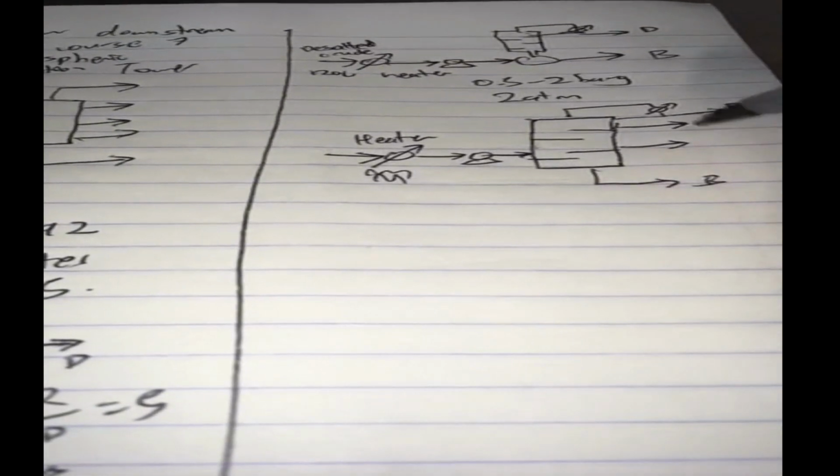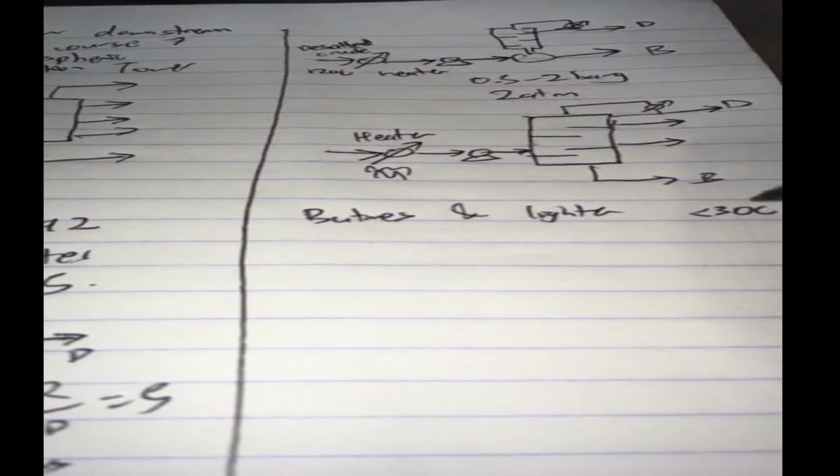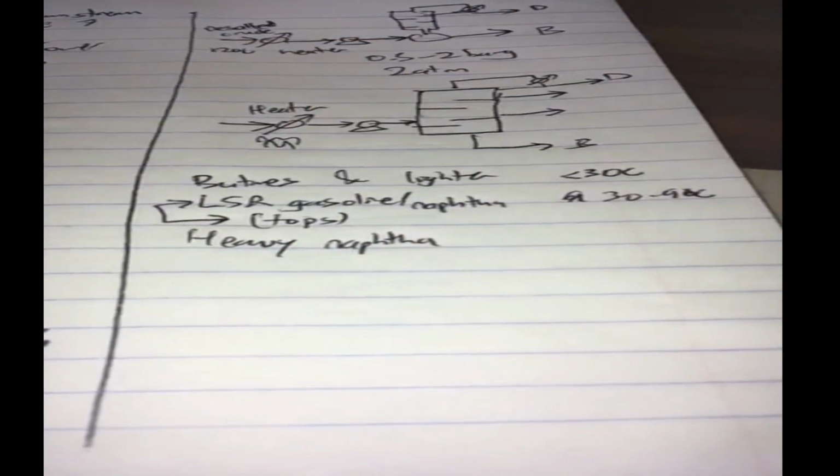So what kind of fractions do we have here? We have butanes and lighter at 30 degrees and below. We have light straight run gasoline or naphtha at 30 to 90 Cs. We have heavier naphtha. Okay, this is known as tops also. The light straight run naphtha is known as tops, just for your information.